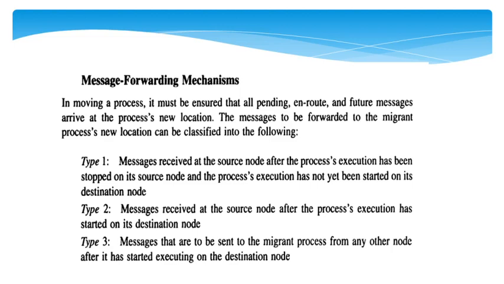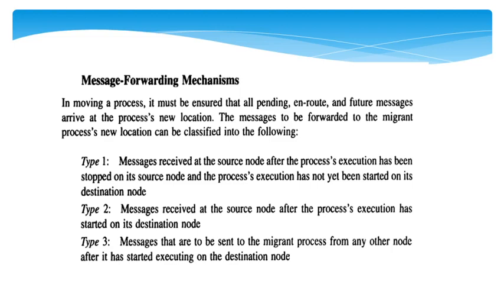Now, the next topic is the message forwarding mechanism. When we are moving a process, we need to know about all the pending messages and the routing of future messages which will arrive to that particular process's new location. So these messages must be forwarded to the migrated process's new location. All those should not reach the source node. They should reach the destination node as the process is migrated. So we should forward the messages also.